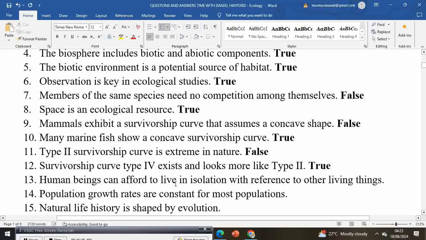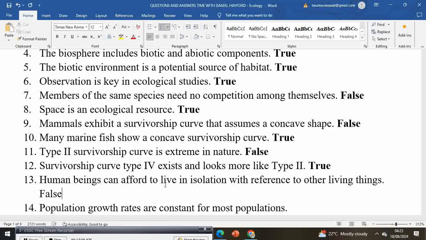Question number 13. Human beings can afford to live in isolation with reference to other living things. Is this statement true or false? Question number 13 is false. Human beings, we cannot afford to live in isolation. The reason is that we actually need the other living organisms for so many things.